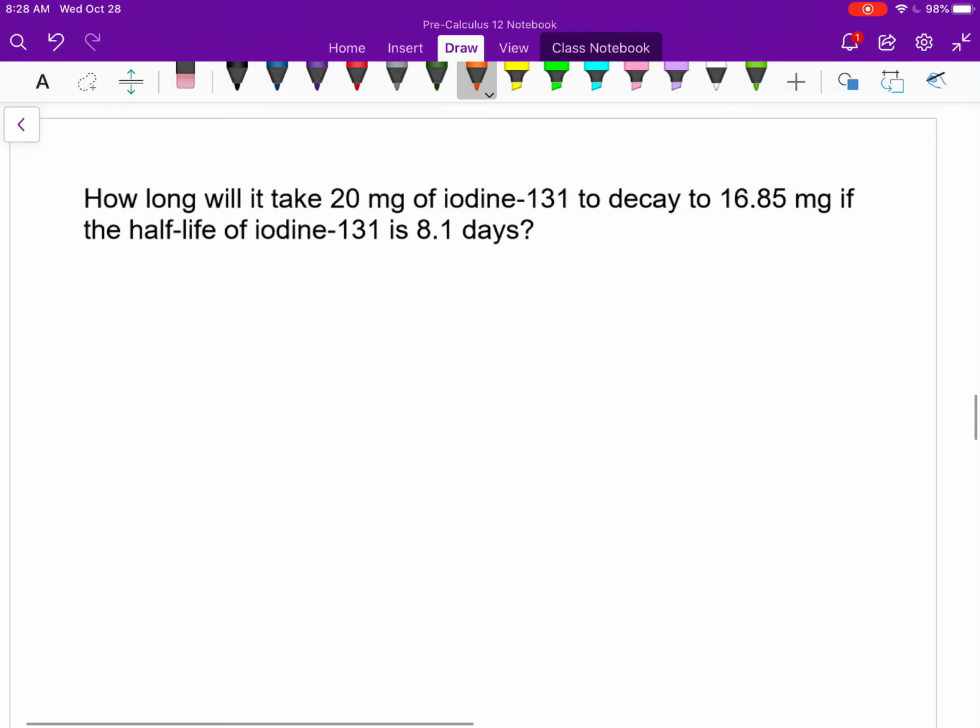How long will it take 20 milligrams of iodine 131 to decay to 16.85 milligrams, knowing the half-life of iodine is just over 8 days, 8.1 days? Again, let's set up an equation. So I want 16.85 to come from 20.